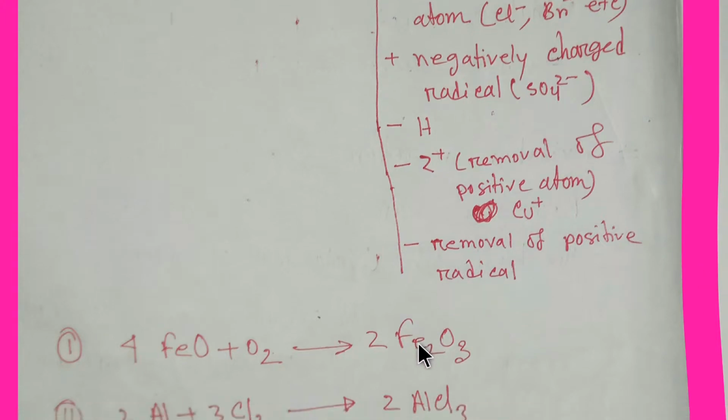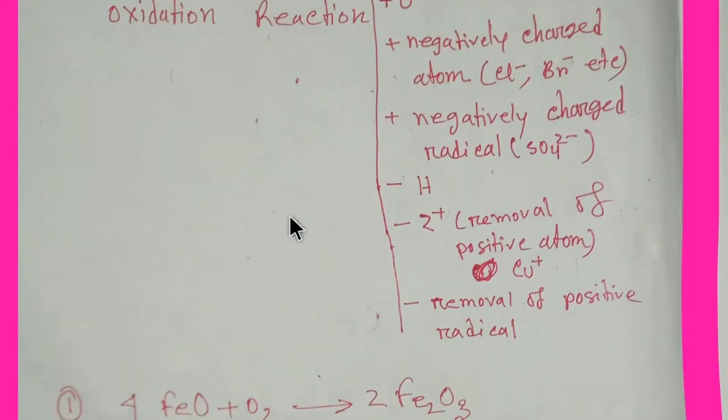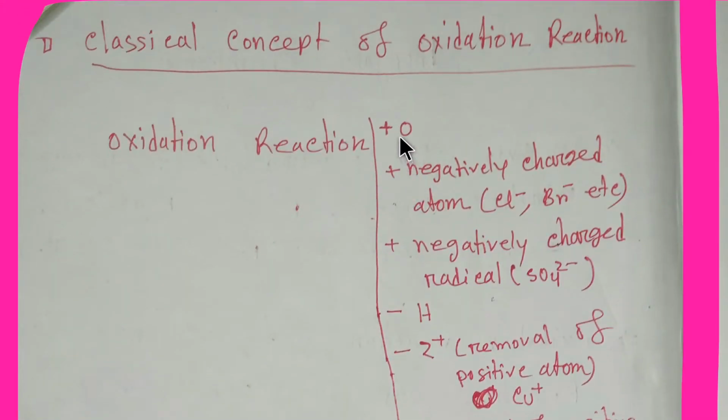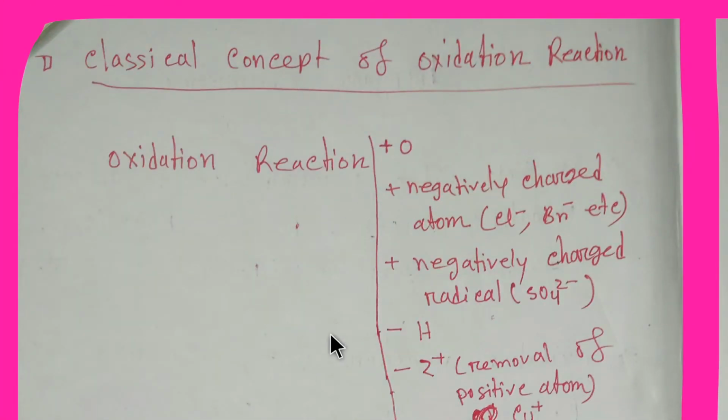Okay, you see here, ferrous oxide plus oxygen, and we'll get this, right? In this reaction, we see the addition of oxygen, right? We see here the addition of oxygen. Oxygen is adding here, right? And we are getting ferric oxide. So this is an oxidation reaction, right?